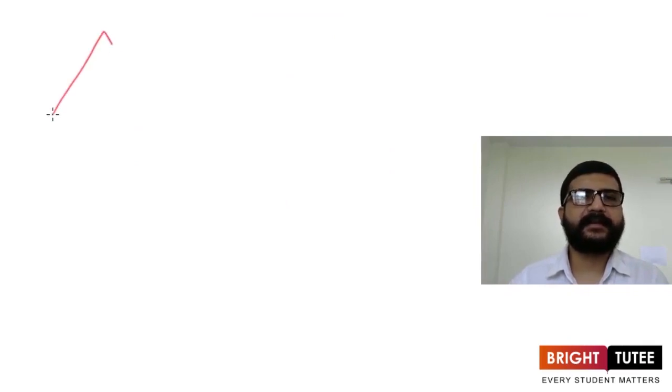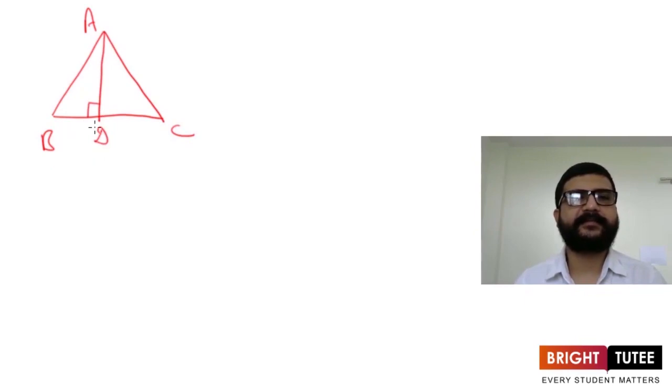So now we know how to find the area of a triangle. It is half into base into height. So let's take one triangle. Let's say we are having this triangle. It is triangle ABC. If BC is the base, then the height will be a perpendicular drop from vertex A on BC, like this. Let's say AD is the height. So now the area of this triangle will be half into BC into AD, that is half into base into height.